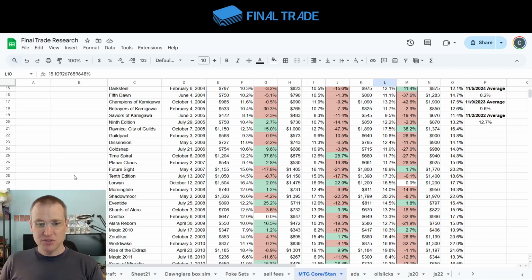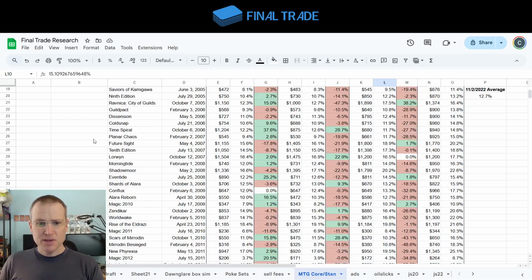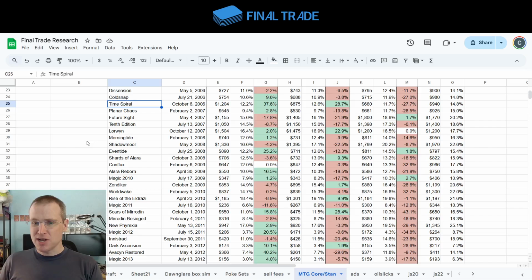So I'll scroll down here to the next set. And we had Time Spiral at the top of the first set. And so as we're looking here in the late 2000s and into the early 2010s, we start to see some of these turning green over these last 6 months. So they've gained value in the last 6 months. Some of them pretty dramatically.